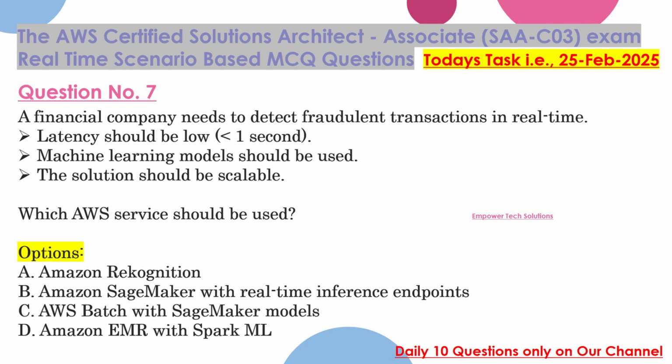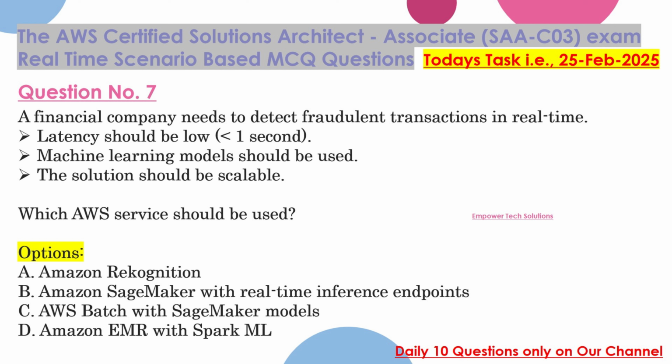Question 7. A financial company needs to detect fraudulent transactions in real time. Latency should be low, less than 1 second. Machine learning models should be used. The solution should be scalable. Which AWS service should be used?